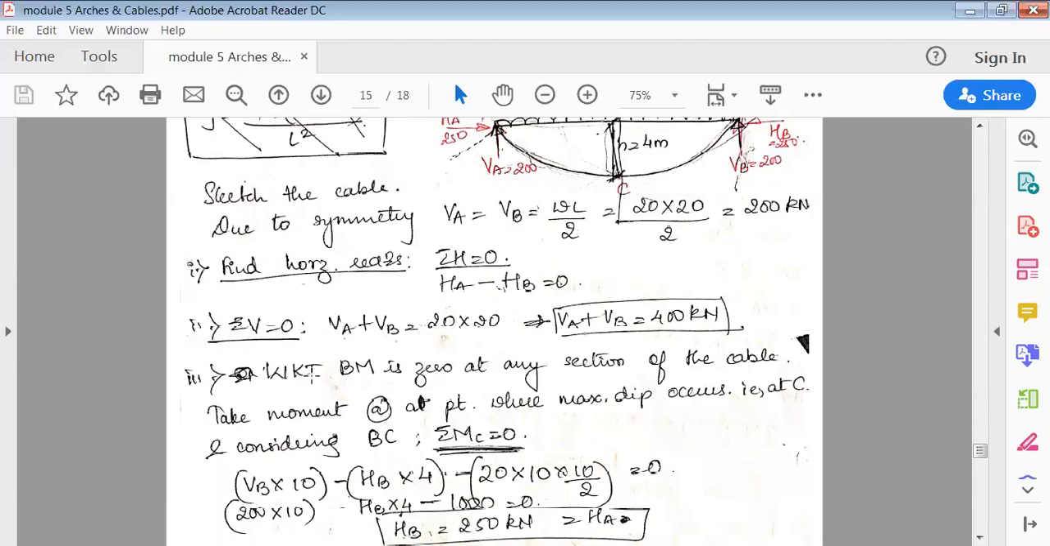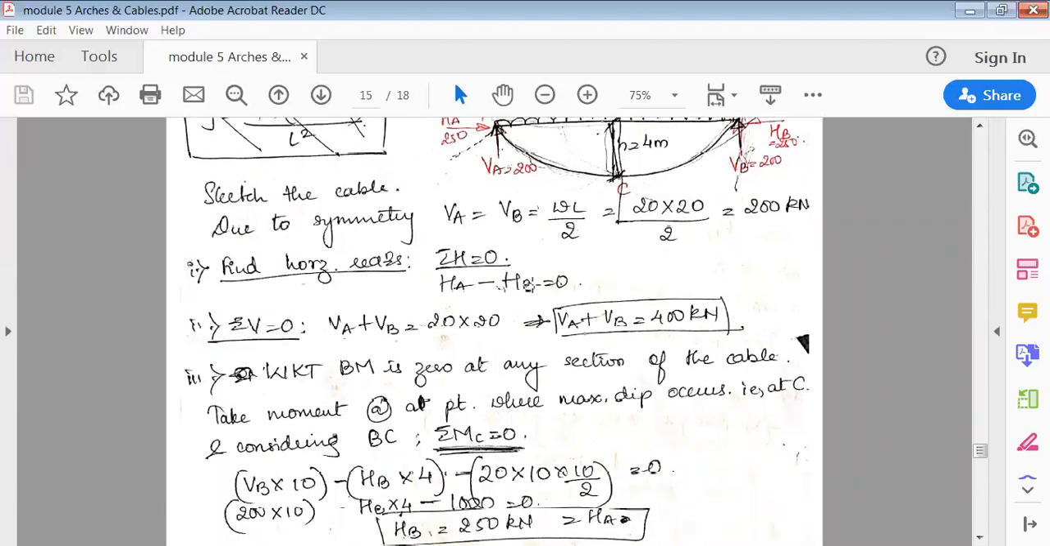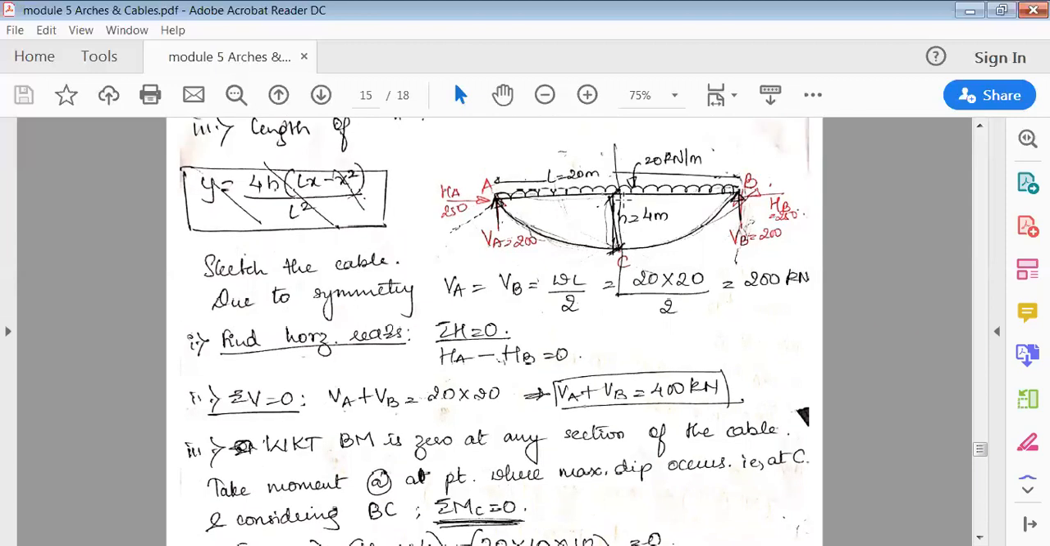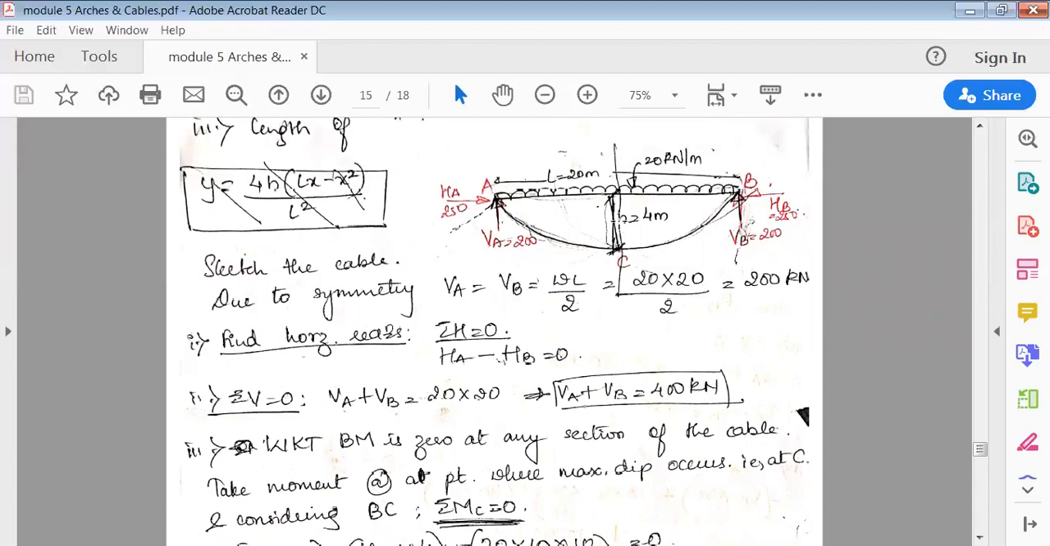Next, now we know that bending moment, if you cut the section anywhere in the cable, is going to be 0. So taking moment at a point where the maximum depth is, that is bending moment at C, will be 0. Either we can consider the left or the right. The choice is yours. If you consider the left, be careful with the sign conventions, or the right, the same thing. Okay, so now to the right.